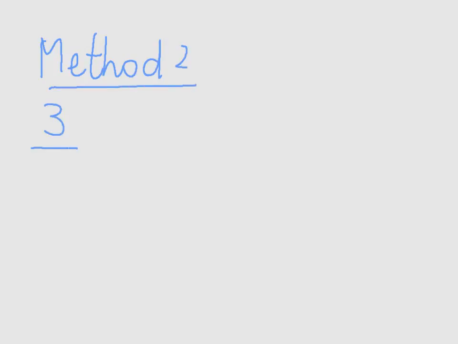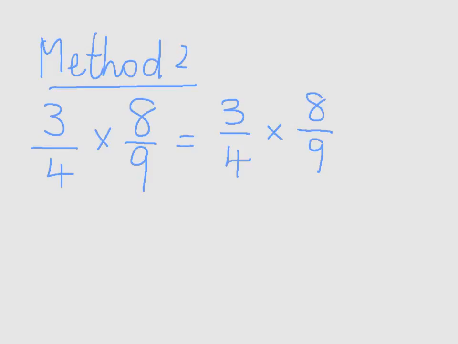Let's have a look at method 2 now. So this time we're going to again do the same sum. So 3/4 times 8/9. But this time we try and do any simplification before we do the multiplying. So we leave the sums as their individual fractions, and then we look to simplify. And to do this, when we are simplifying fractions before multiplying, we look across the diagonal.